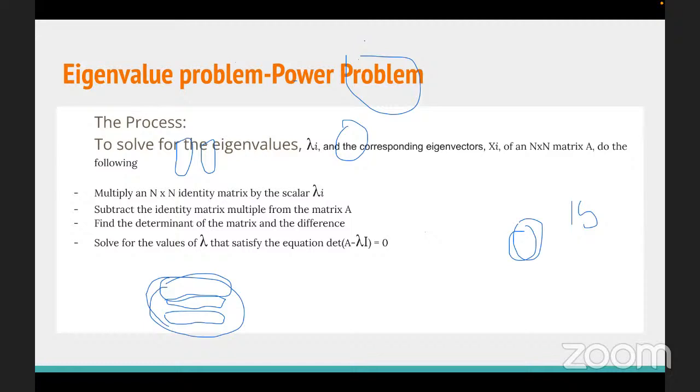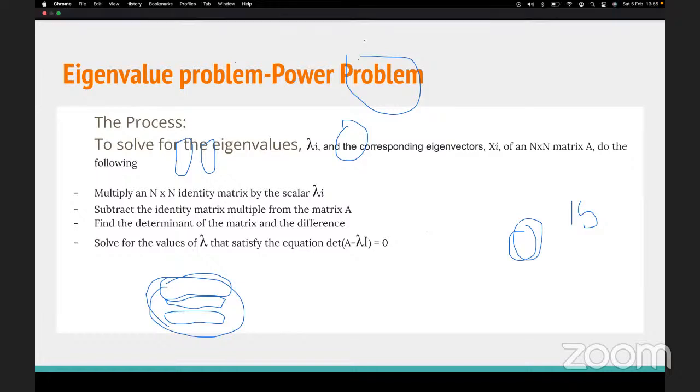Now, eigenvalue organization. Yeah, so please, now, can you clean up all the illustration that you have there?